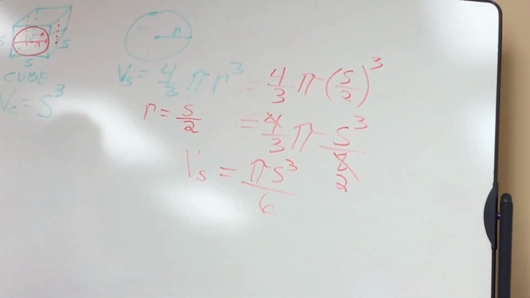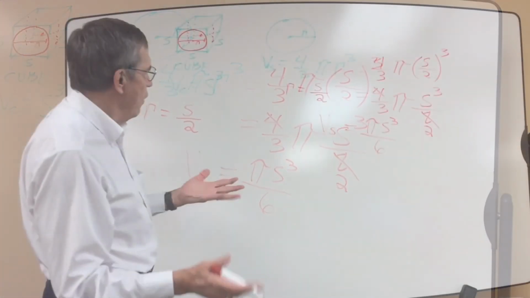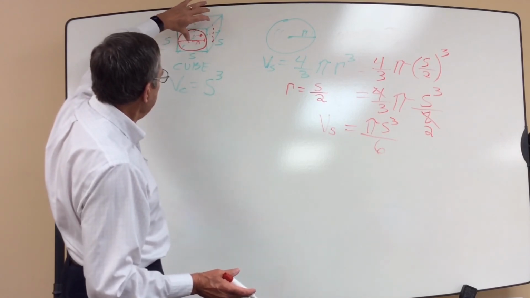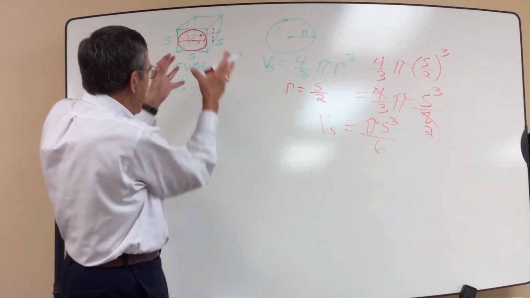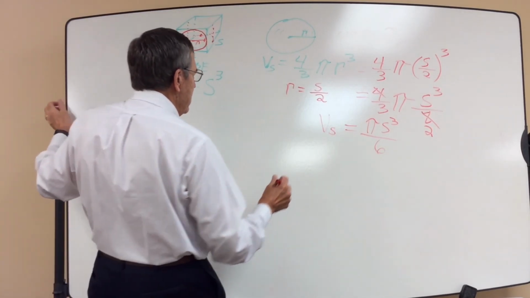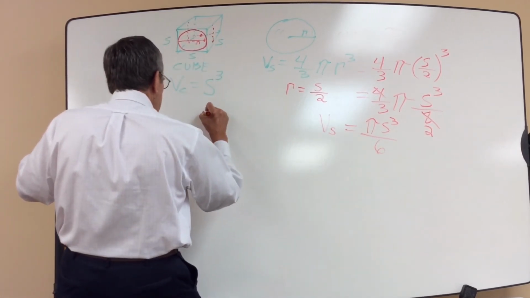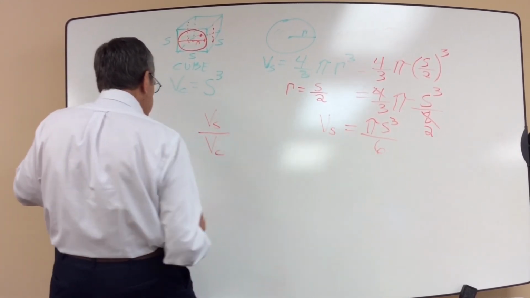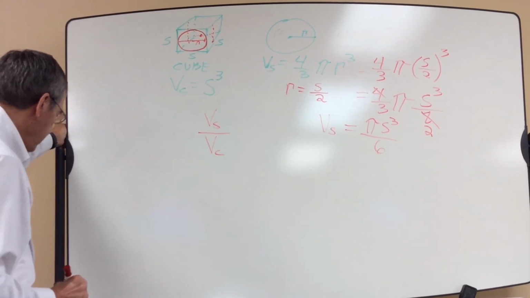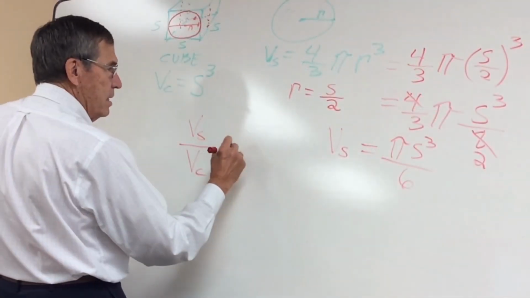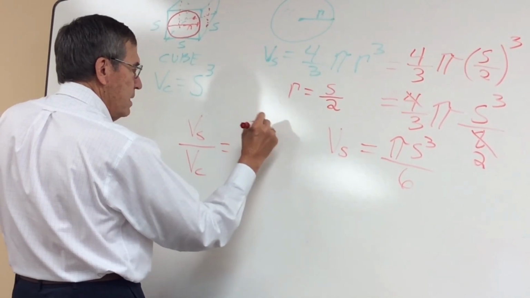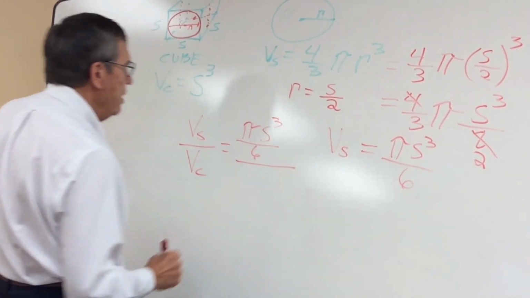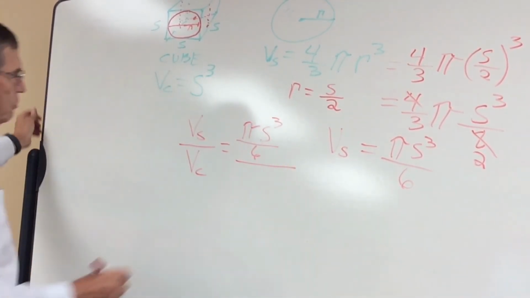All right. Now, I can form a ratio of those two volumes, okay? And I'd like to know what percentage of the cube is taken up by the interior sphere, okay? So I'll do Vs on the top and Vc on the bottom, the cube, okay? So on the top, I will have pi s cubed over 6. That's on the top. On the bottom, I'll have s cubed.